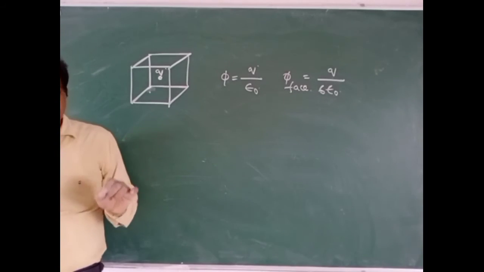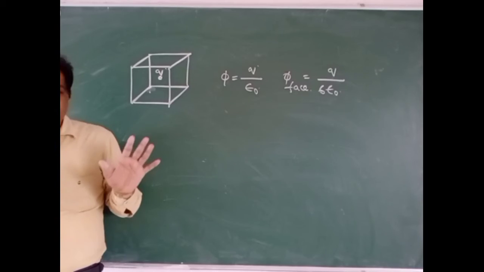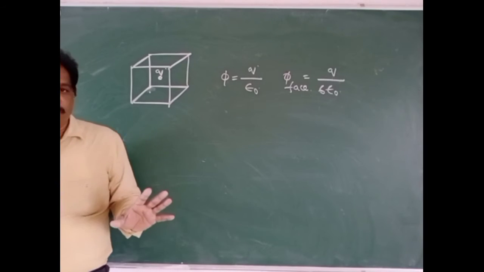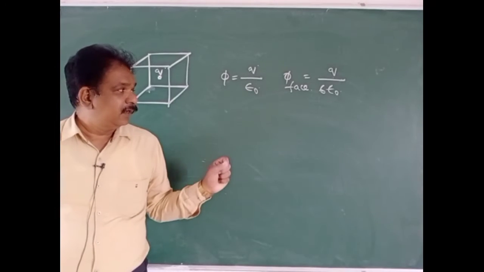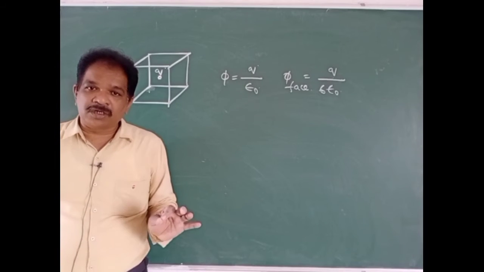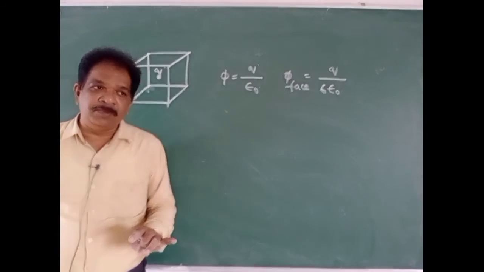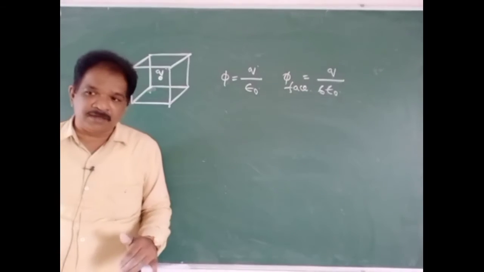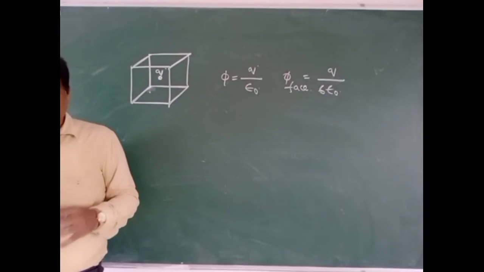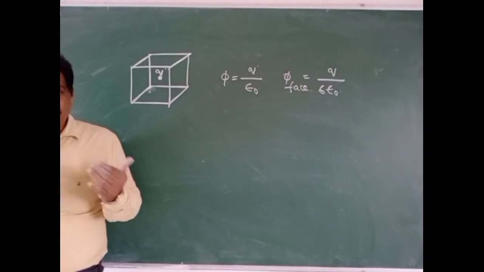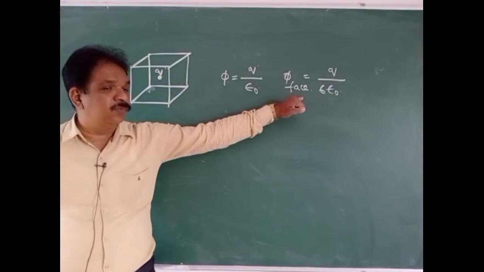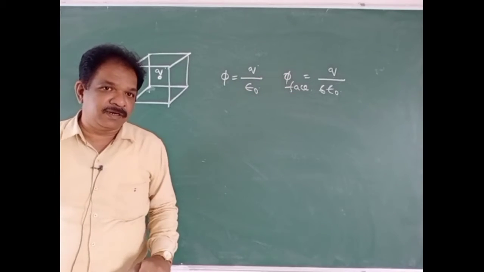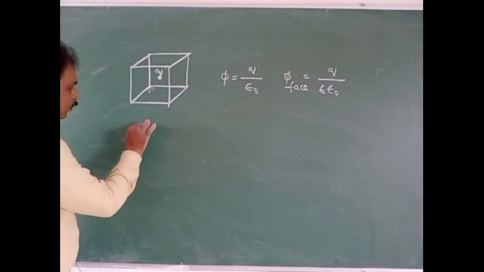How will the question be there? A charge Q is placed at the center of a cube. Cube means all sides will be equal. Then the total flux coming from the cube is Q by epsilon naught. And the flux coming from each face of the cube will be Q by 6 epsilon naught. For example, cube, same cube.